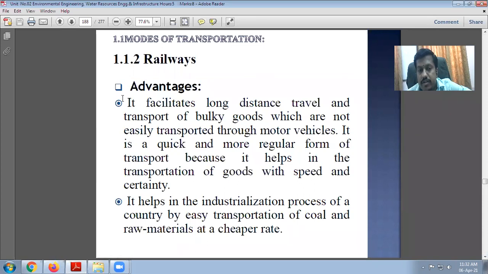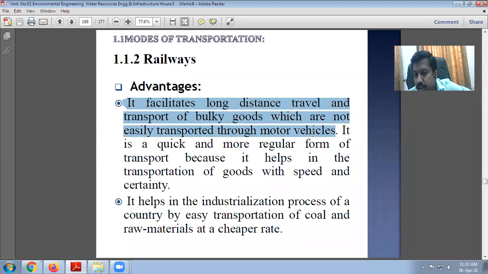Advantages. What are the advantages of the railways? It facilitates long distance travel and transport of the bulky goods which are not easily transported through the motor vehicles. Yes. In case of the transportation of the bulky goods, railways are the best suitable. Now we can see whether we can go with the transportation of the petrol or diesel, that you can see. Have you seen?